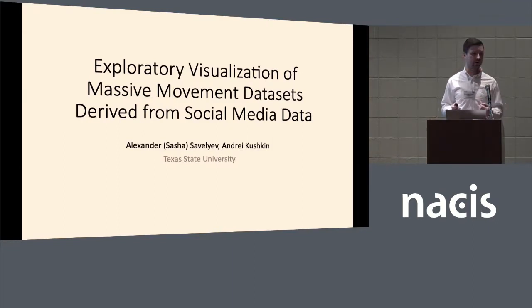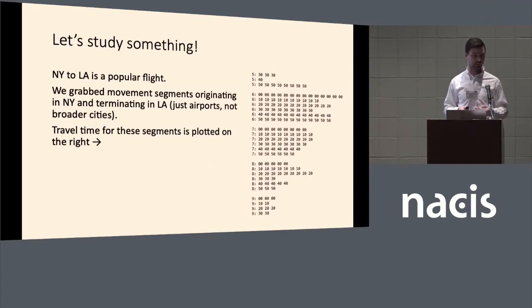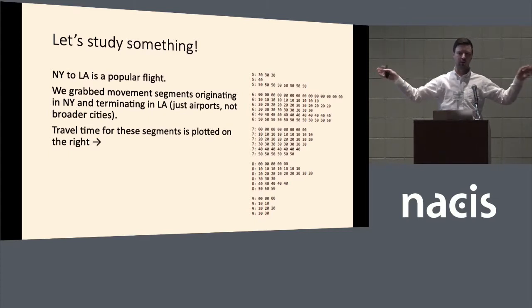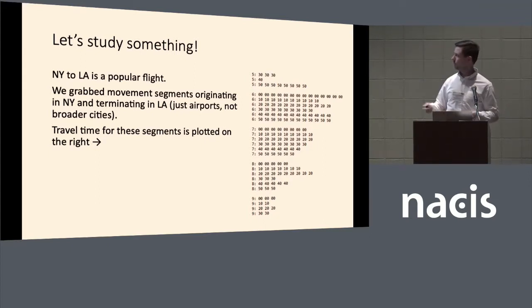So let's go ahead and, for the sake of example, study something. New York to LA is a very popular flight in the US, one of the most popular for that matter. If you grab those little white lines, they start specifically in the New York airport and terminate specifically in the LA airport, not broader cities, just the airport per se. You can see how long it took for that little white line on Twitter to make it from New York to LA. Plotted on the right is kind of a crummy stem and leaf plot of the travel times for those little journeys.